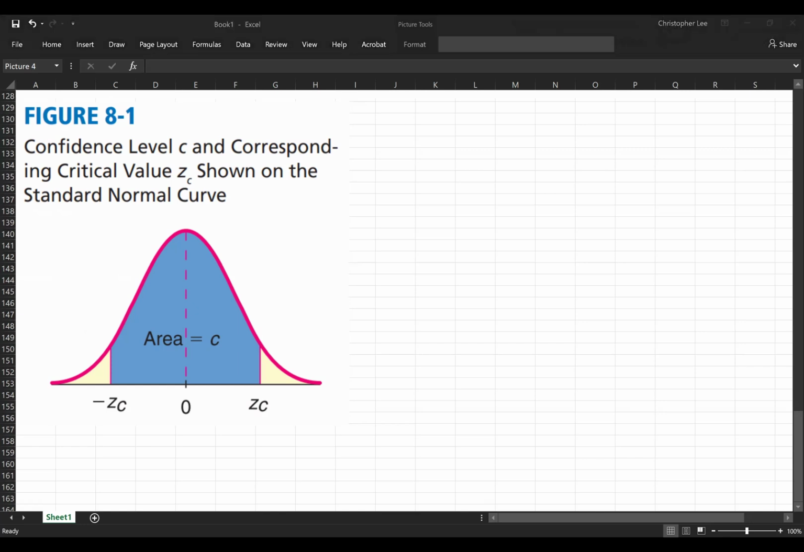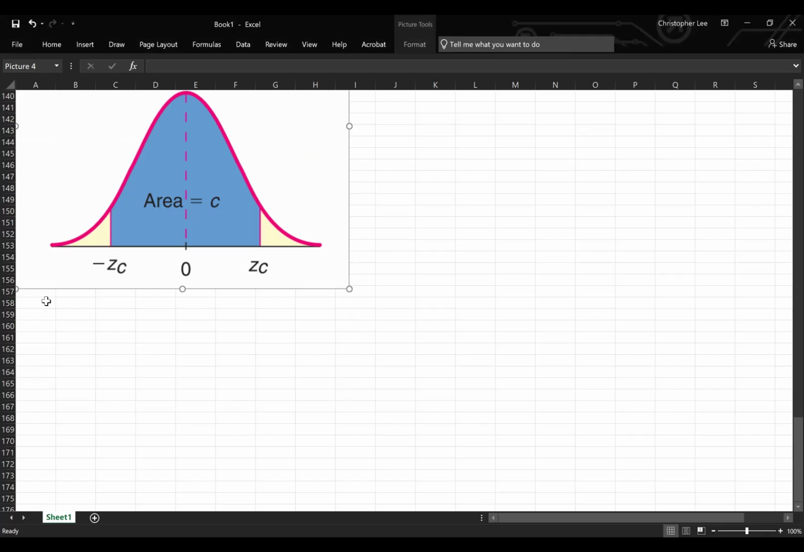But we are a little bit blessed, because we have a table that gives this to us, which you can use for your homework, by the way.